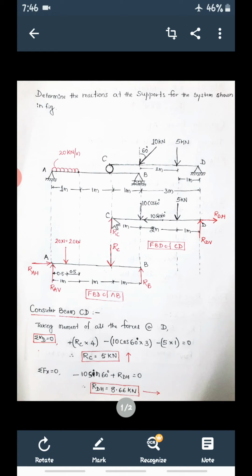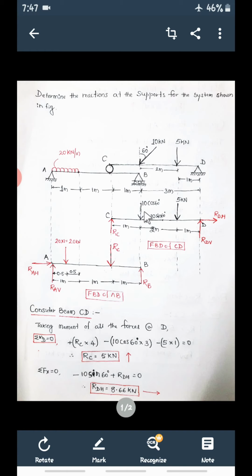So start from here now. Our reference point is D. Start from here. So RC into 4. This is 1, this is 2, plus 1. So this reaction RC into the perpendicular distance between RC and D, which is 4. With reference to D, this is going to produce clockwise, so plus RC into 4.